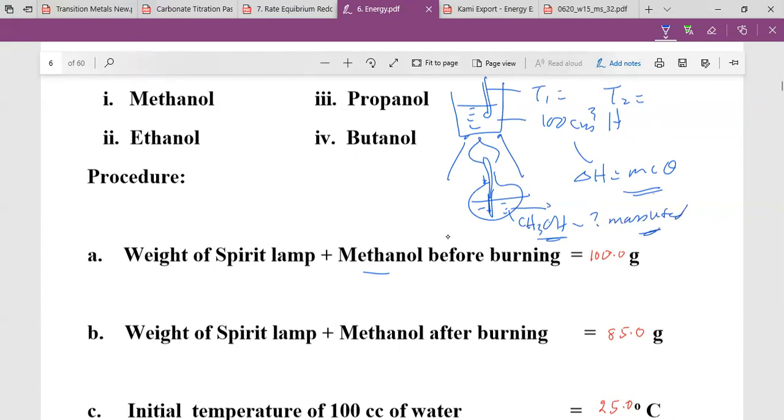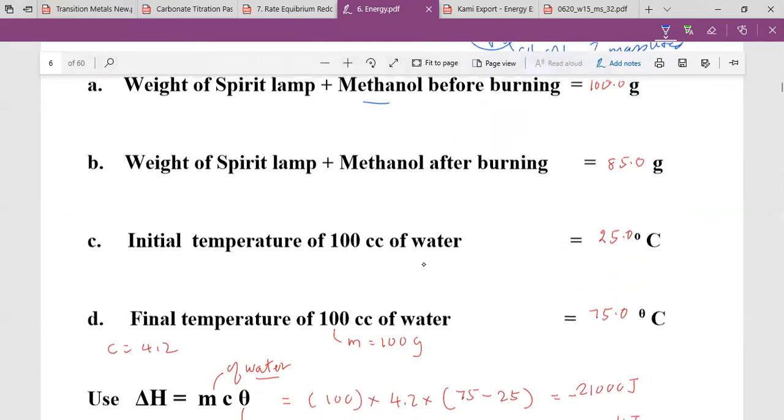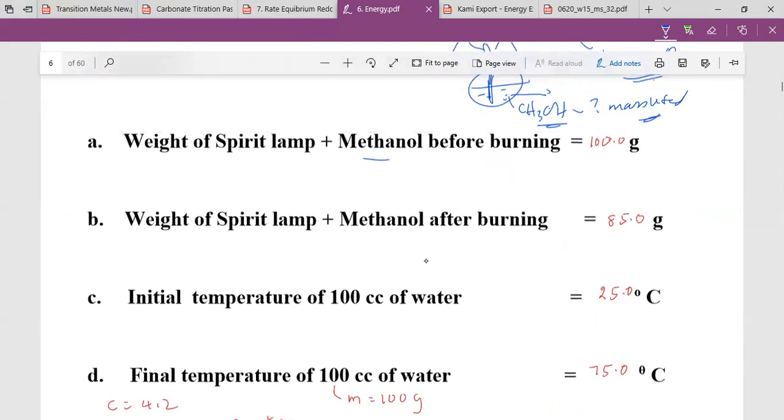So two things you use. Let's say we have got it here. The weight of the spirit lamp plus methanol is 100 grams, before you burn the fuel. The weight of the spirit lamp after burning is less than that. Why? Because from here to here, the methanol has been burned, isn't it? So how much methanol is burned? The mass of methanol burned equals 100 minus 85, which is 15 grams.